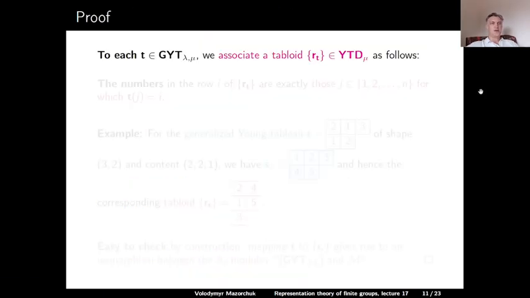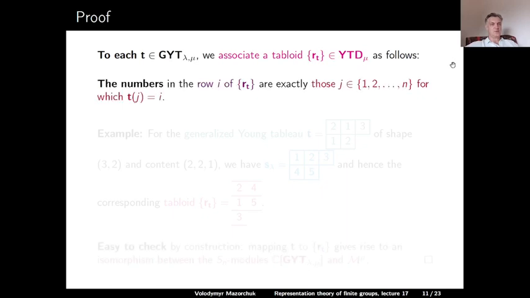Here is the proof. To each generalized Young tableau T of shape lambda and content mu, we associate a tabloid, which we call R sub T. So this is the Young tableau, and we take its tabloid. So this will be a Young tabloid of shape mu. And this R sub T is defined as follows. In the row i of R sub T, we write exactly those numbers j from 1 to n, for which the value of T at the box numbered by j is equal to i.